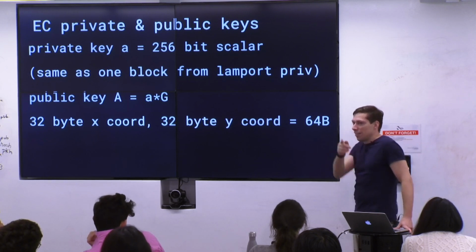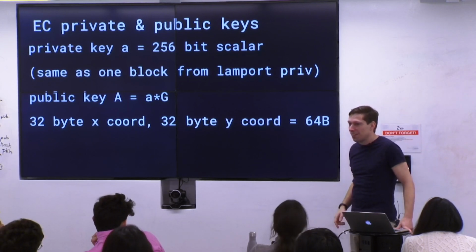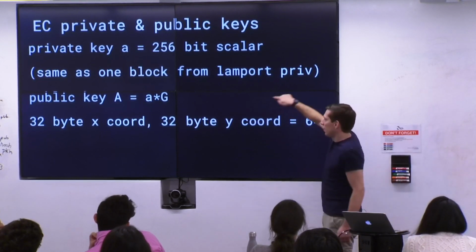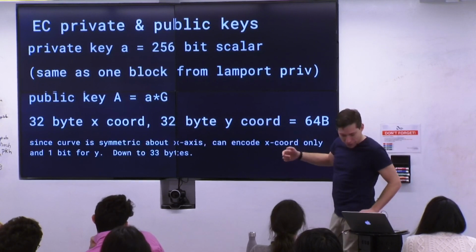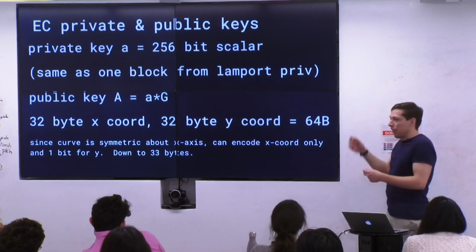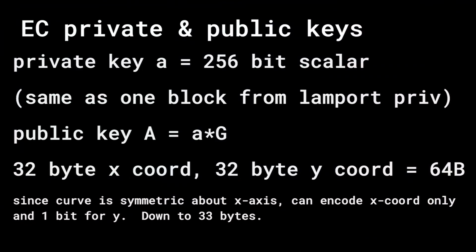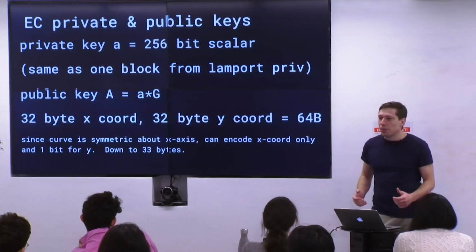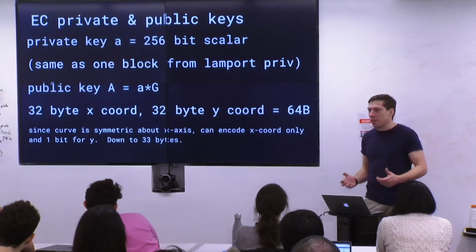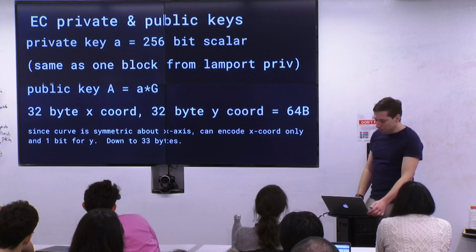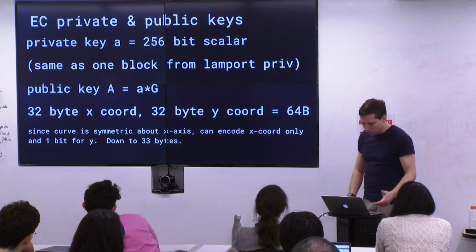Any ideas? Yes. You just put one of the x or y coordinates and say which side. Right. So you take the x coordinate and encode that, and then just have one bit for whether it's on the top or on the bottom, and then let them figure out exactly where it is. So you can encode the x coordinate only and one bit for y, and then you're down to 33 bytes. It's a little annoying because one of those bytes is going to be empty and it's just going to have one bit in it for up or down, but whatever. So you can do that, and that's also really cool.